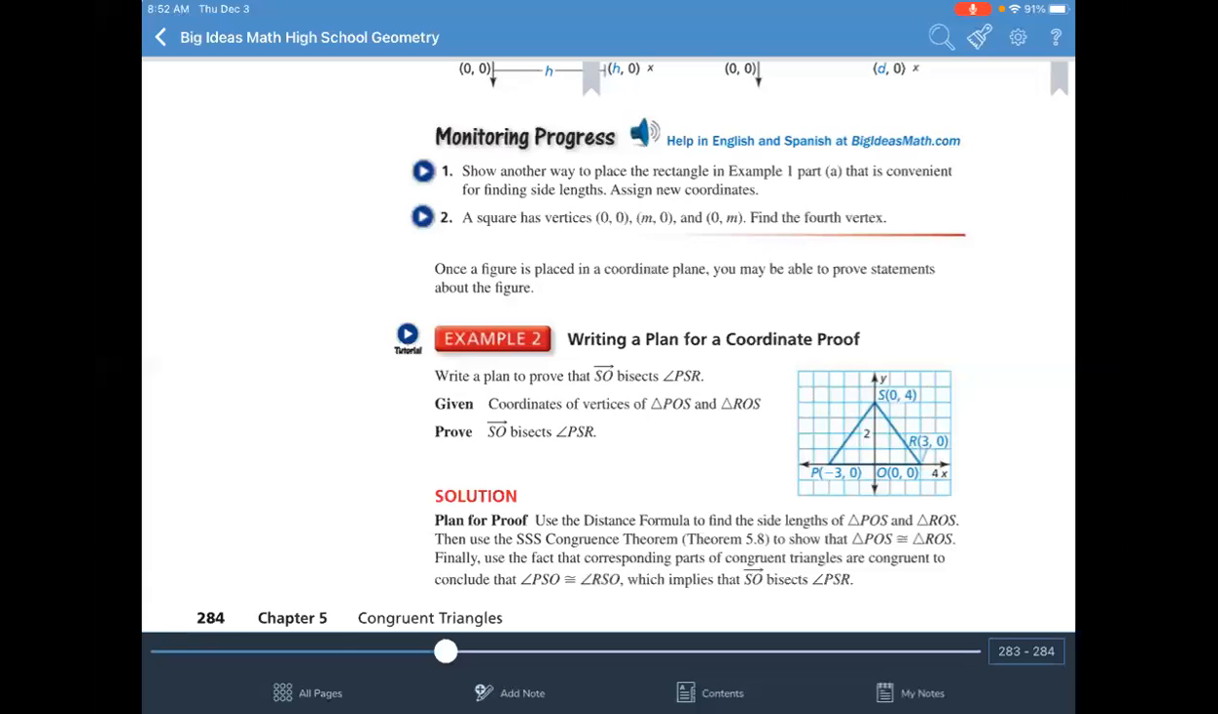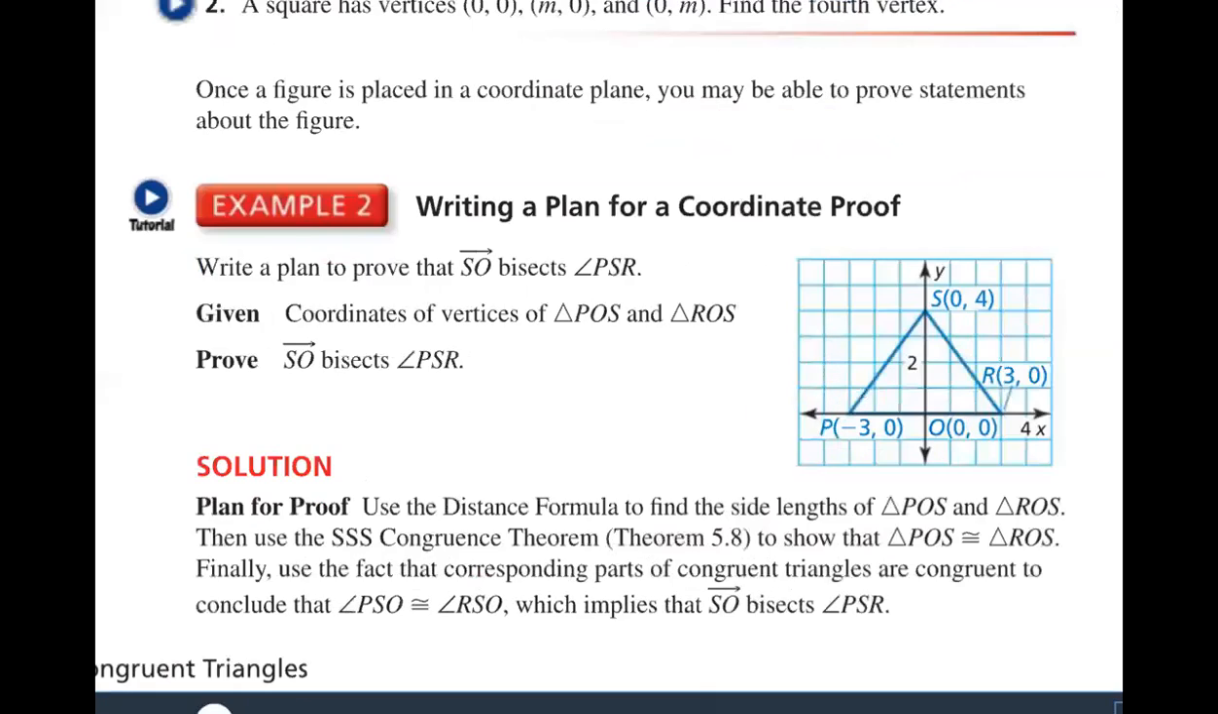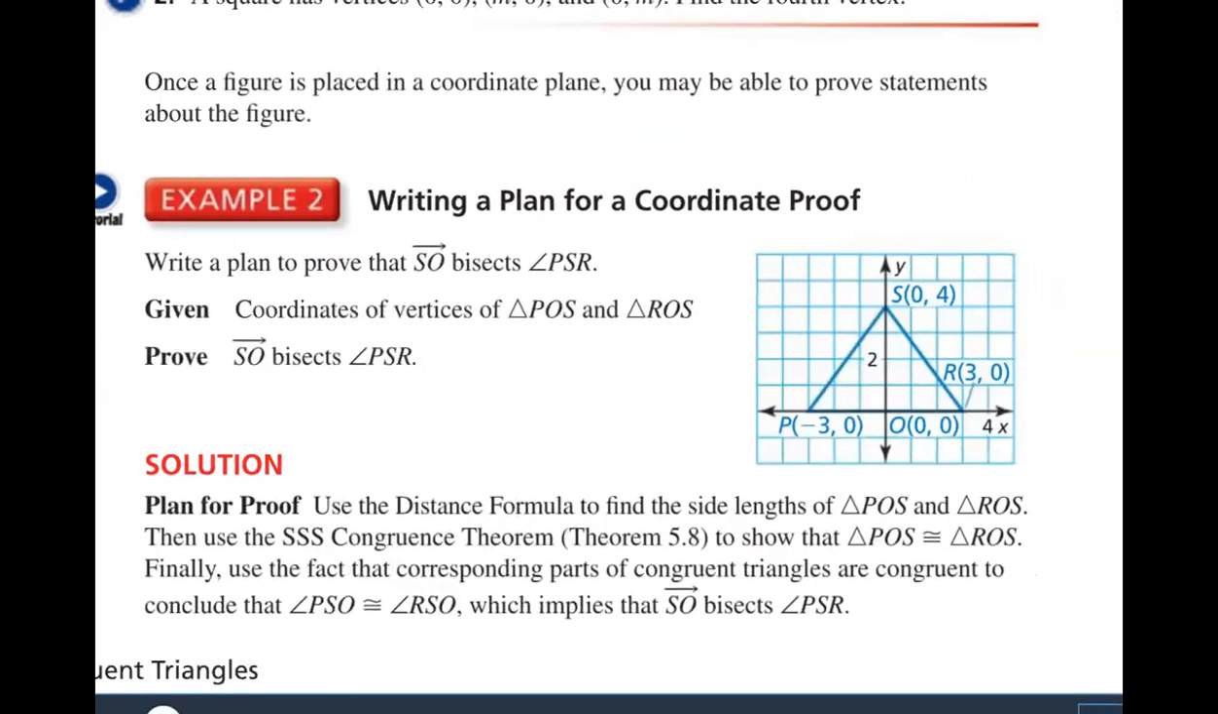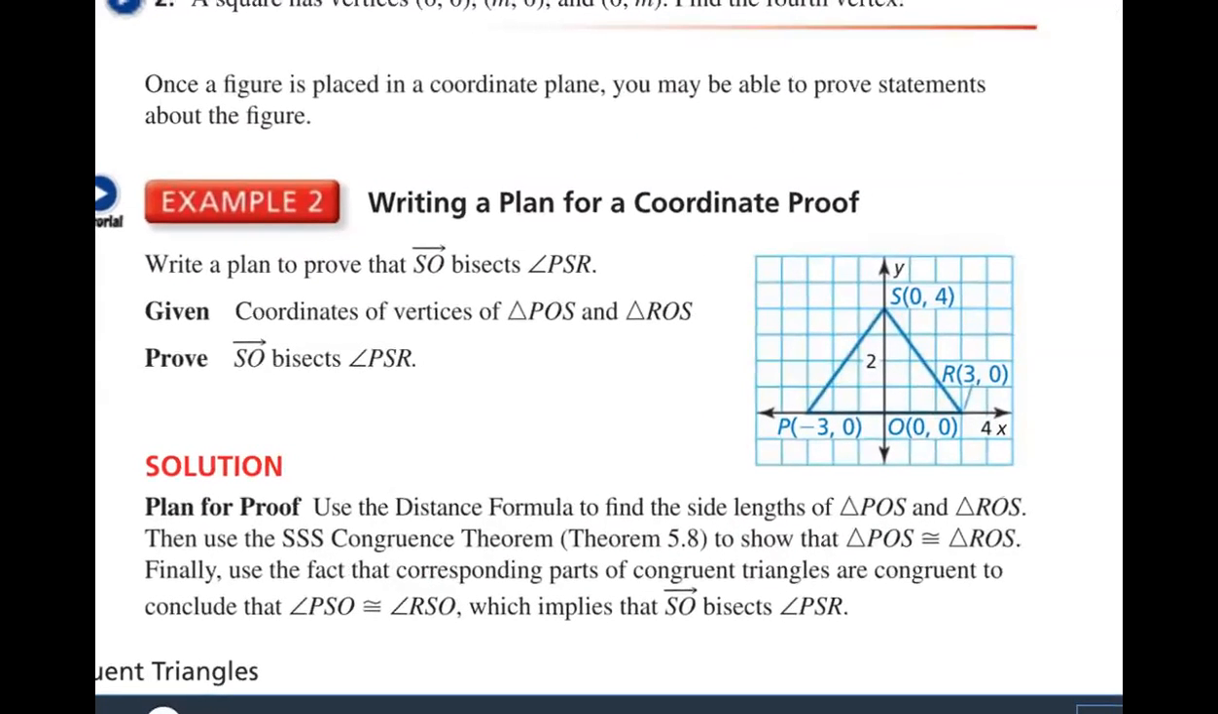Let's look at another one. This one's going to use CPCTC a little bit. And I showed you the solution so that you can kind of see what they're looking at in terms of how they're doing it. Let me look at the chat here.